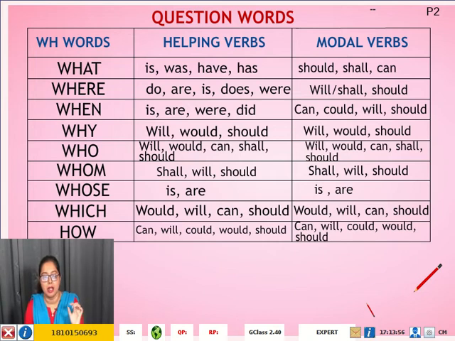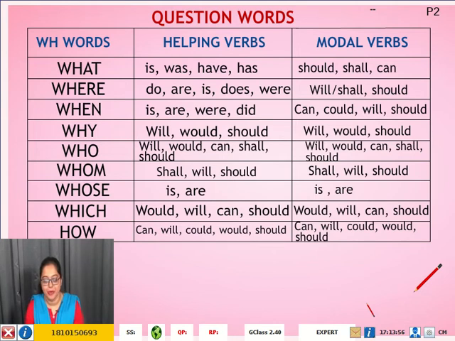So here I would like to put a star on this WH word, whose. With whose, the helping verb and the modal verb are the same. It's not different. It is is and are. You do not need to change it. Get that very clear. With the WH word whose, you will not change the helping verb, and you will also not change the modal verb. It will remain the same. Either you will use is or you will use are. The same goes with the modal verbs.